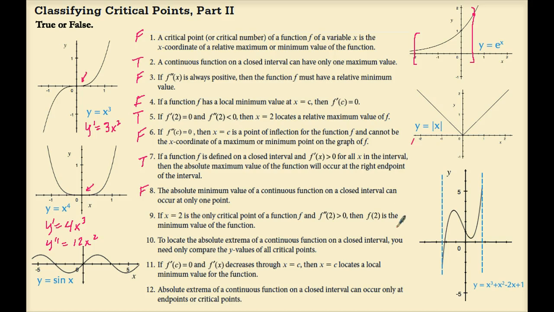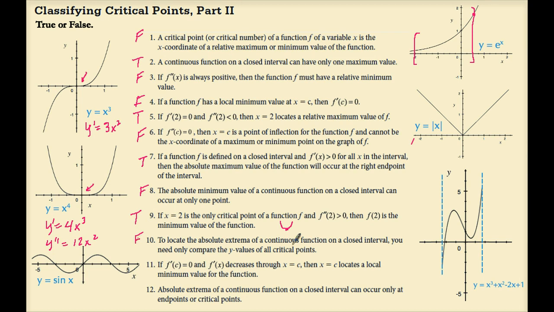Number 9. If x equals 2 is the only critical point of a function and f double prime of 2 is greater than 0, then f of 2 is the minimum value of the function. This is true. If 2 is a critical number and the function is concave up there, then there has to be a minimum value at 2. Number 10. To locate the absolute extrema of a continuous function on a closed interval, you need only compare the y values of all critical points. This is so false.